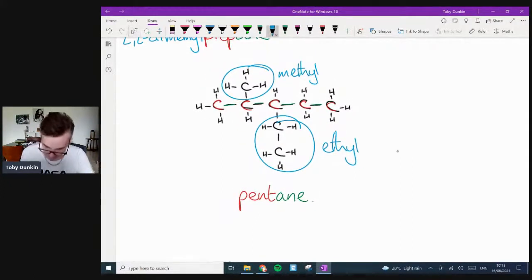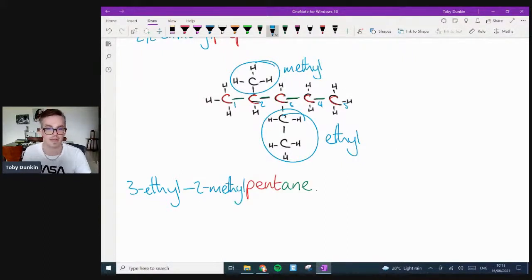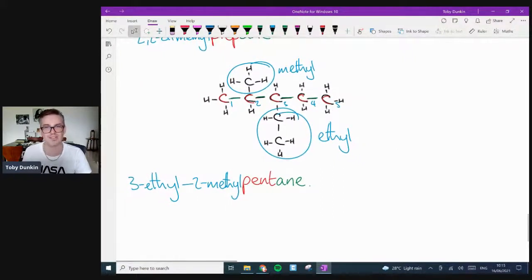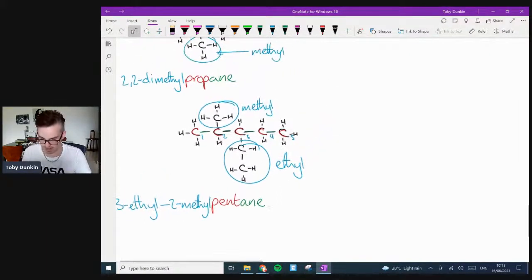I now need to number them. 1, 2, 3, 4, and 5. I need to put it in alphabetical order, so it becomes 3-ethyl-2-methylpentane. Well done, everybody. Good job, guys. I'm very impressed.